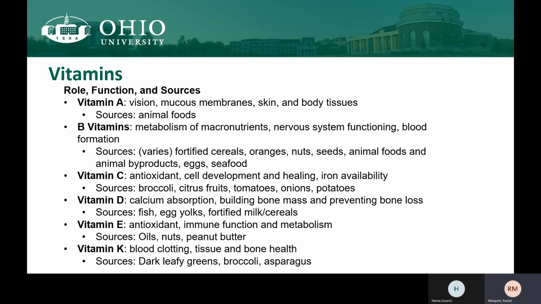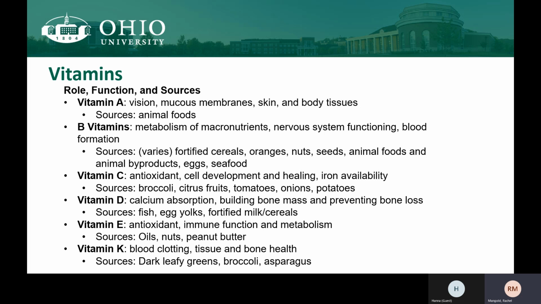Vitamin D, this is going to be really important for calcium absorption. So similar to the relationship between iron and vitamin C, if you're low in calcium and you're increasing your calcium intake, but you're still deficient in vitamin D, you may not be able to absorb and utilize that extra supplementation of calcium. Vitamin D is also really important for building bone mass and preventing bone loss. So some sources of this: fish, egg yolks, fortified milk, and cereals. Those are food sources. One of the best sources is sunlight as well. So making sure that you are getting some sunlight is a great source of vitamin D outside of food.